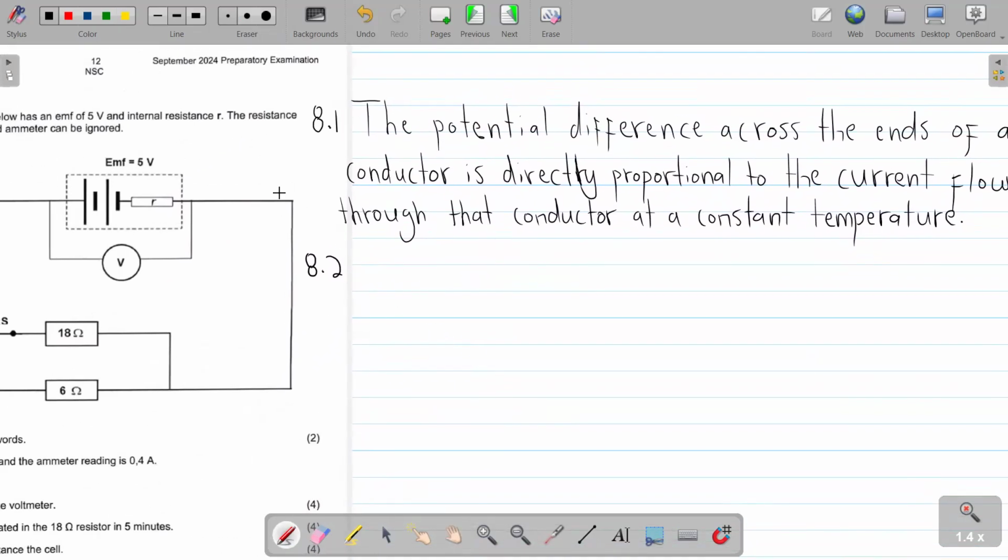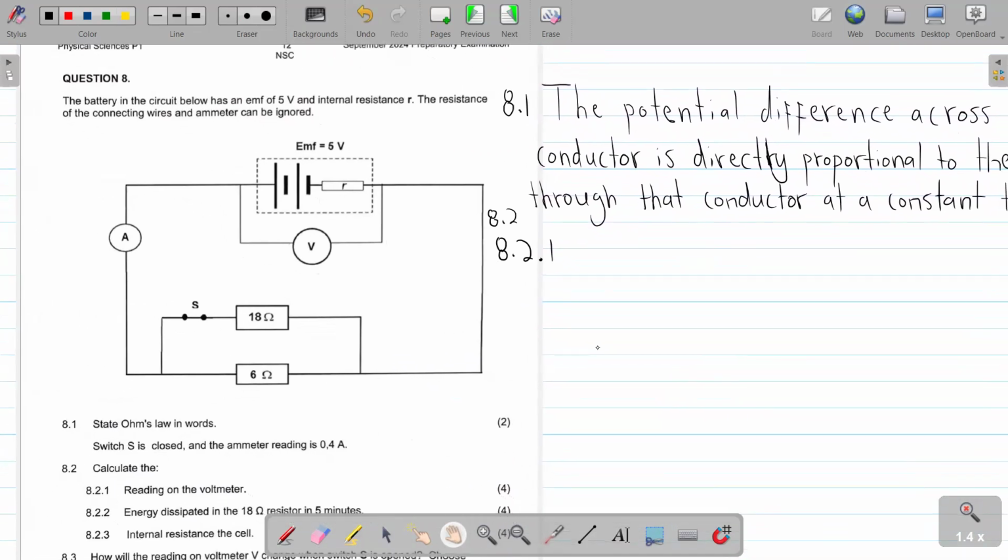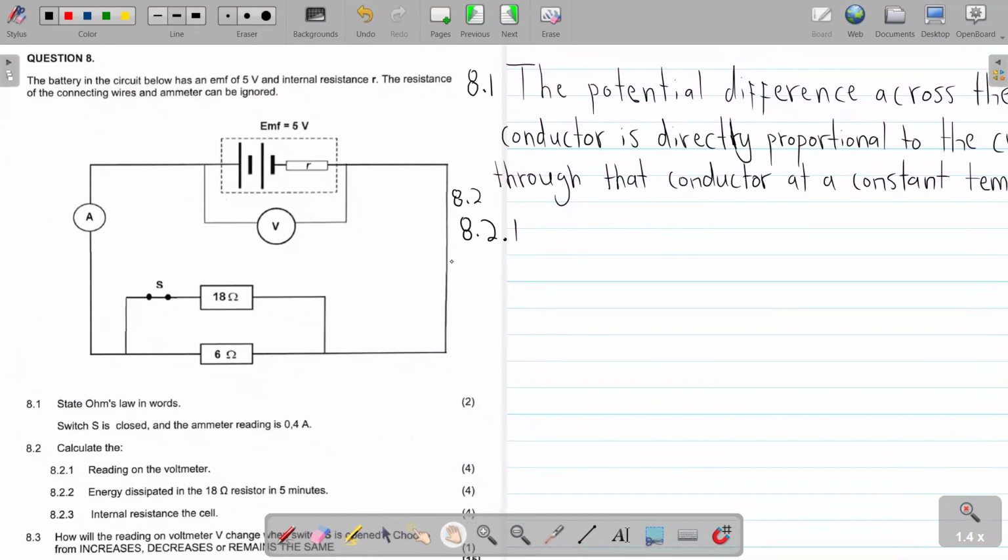Let's go to, so we have to read the question first, isn't it? Before we start answering. So now let us read the question. They say the battery in the circuit below has an EMF of 5 volts and an internal resistance R. The resistance of the connecting wires and ammeter can be ignored. So internal resistance R and EMF of 5.